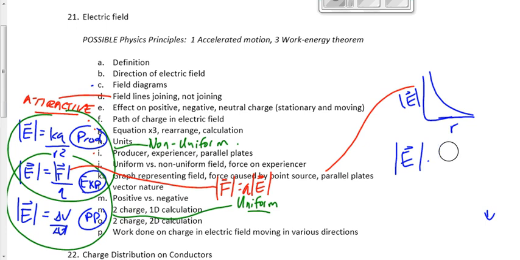Say it's the relationship between E and F. As F goes up, E goes up. It's a linear relationship, right?